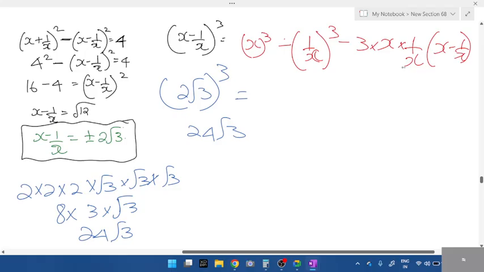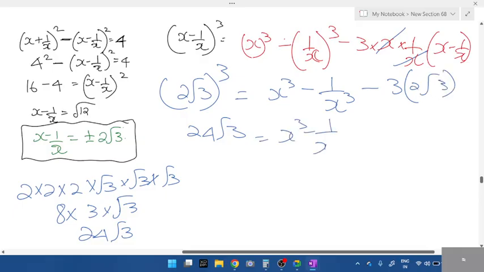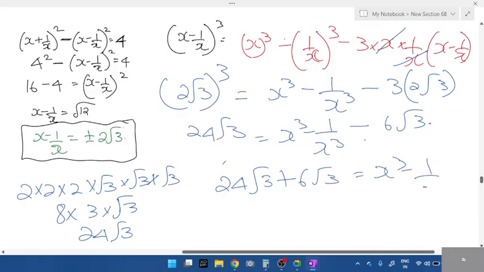24 root 3. First reduce it. Then open the bracket: x minus 1 by x cubed is x cube minus 1 by x cube minus 3 into, what is the value of x minus 1 by x? 2 root 3. Open the bracket. 3 2s are 6 root 3. So practice this question, it is important. There is a root value. Minus 6 root 3 goes to the other side, becomes plus 6 root 3 equals x cube minus 1 by x cube. 24 plus 6 is 30 root 3.